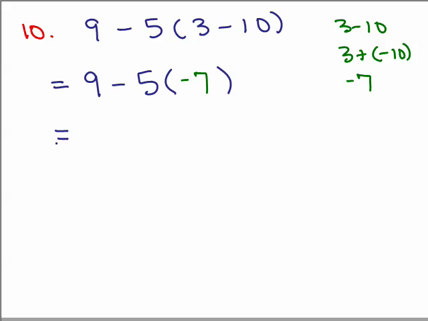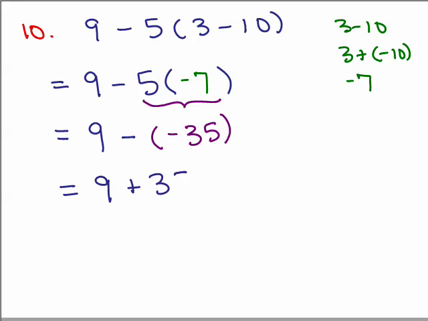And now we do multiplication next. Do not do the 9 minus 5. So we still just copy the 9, the minus, and let's do, what is 5 times negative 7? Negative 35. Now some of you may go directly to 9 plus 35, and that's perfectly okay when you're showing your work, because you know when you end up subtracting a negative, you will get a positive. 9 plus 35 is 44. And so that is part 1 of 1.6.